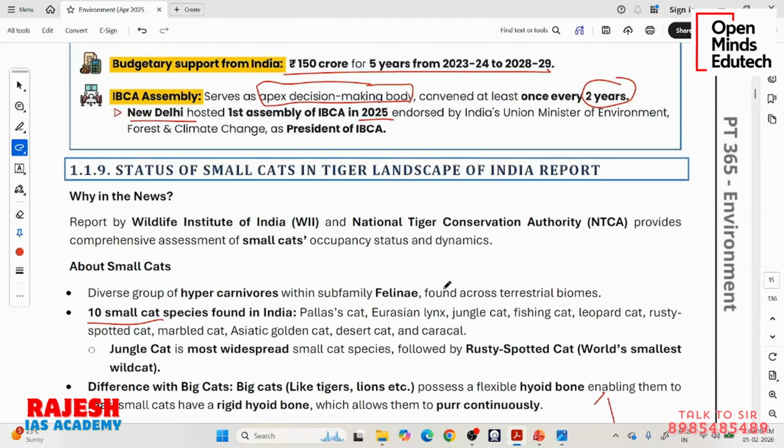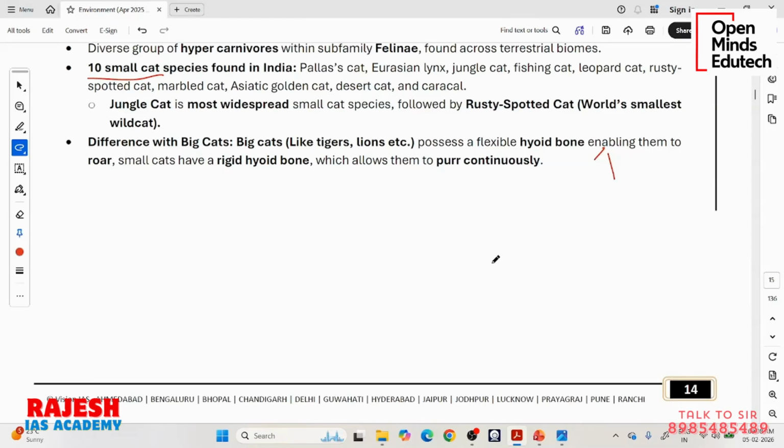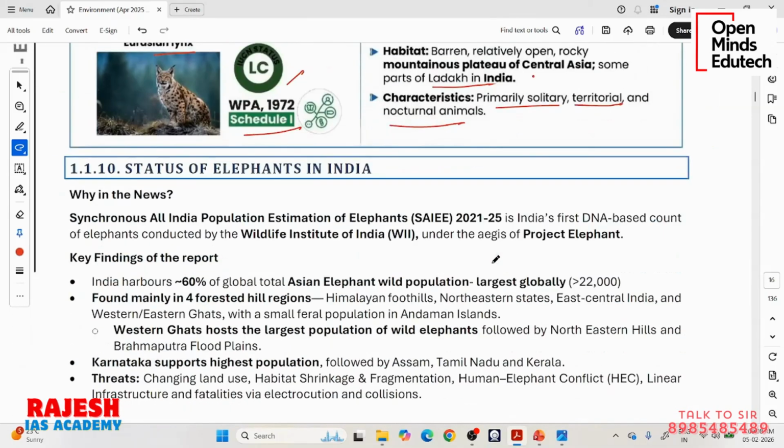So we have discussed the background. Now what is the news? Wildlife Institute of India and the National Tiger Conservation Authority provide a comprehensive assessment of small cats' occupancy status and dynamics. So they have assessed the status of small cats also, like usually big cats are given preference, but this time we have also assessed the small cats. So that particular news, numbers etc., is not important, but the species discussed here become important. We have seen both big cats and small cats.